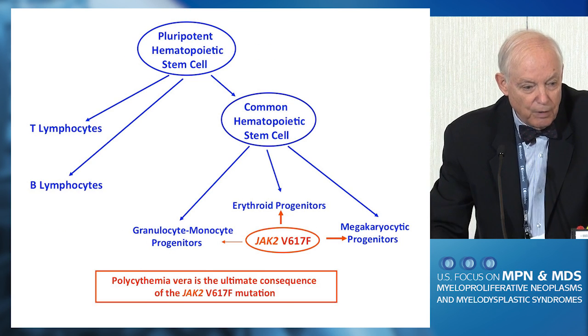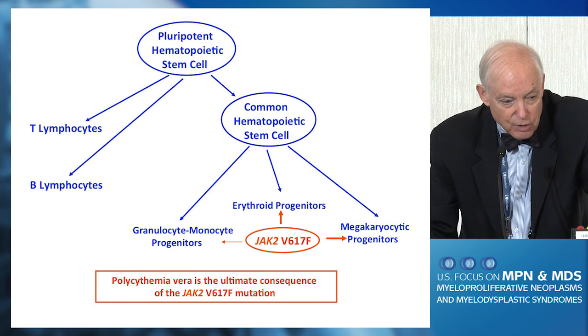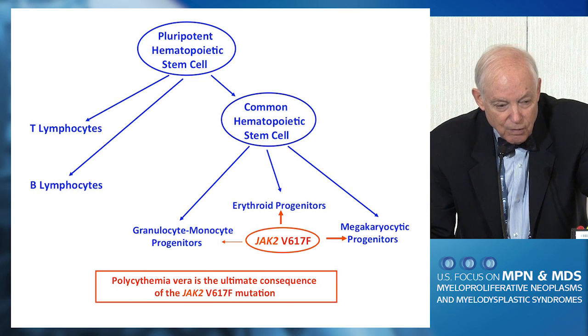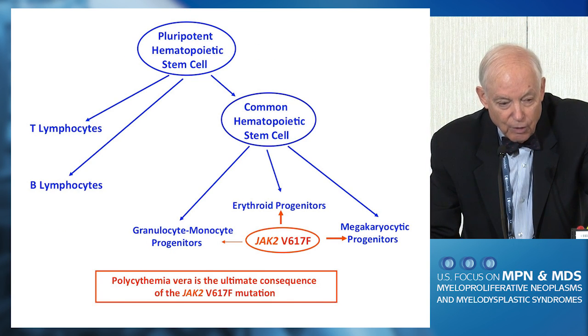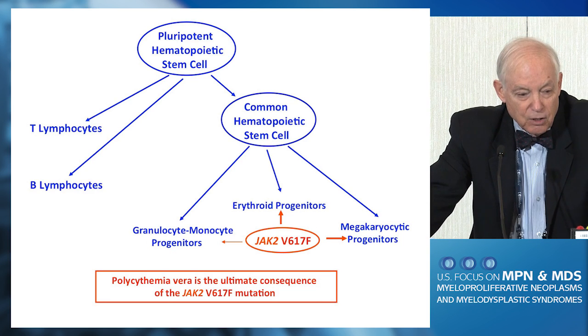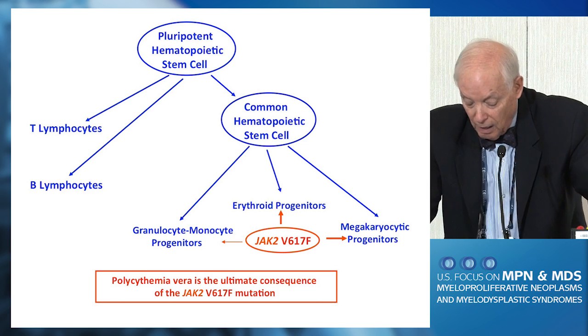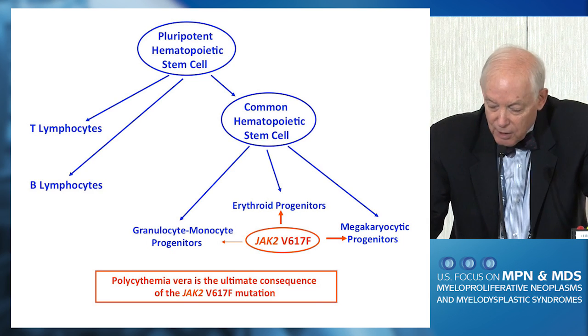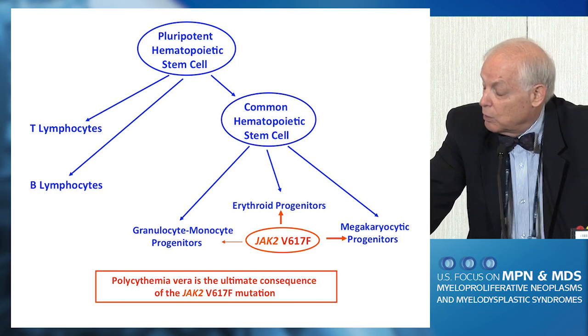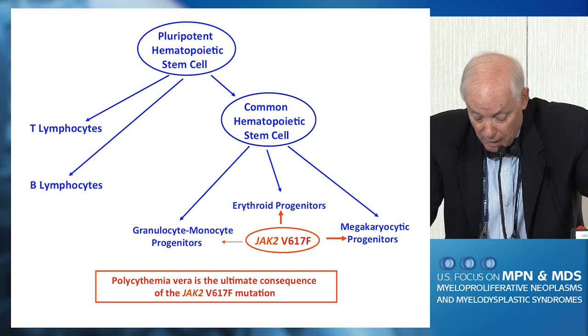As you can see on the slide, the pluripotent stem cells here, lymphocytes here, and then the common pathway. And each of these progenitor cells requires JAK2. It's obligatory. And so this is sort of like an onco-addiction. So polycythemia vera is the ultimate expression of the JAK2 V617F mutation in a phenotypic manner.